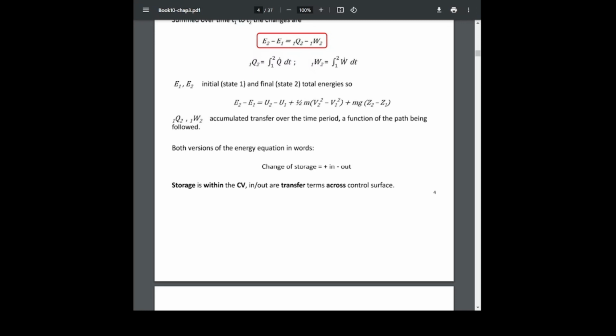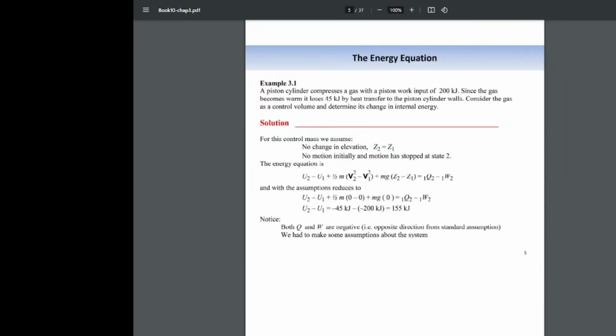All right. Okay, so we're going to take a look at a piston cylinder that compresses a gas with piston work input of 200 kJ. The gas becomes warm, with 45 kJ lost by heat transfer to the piston cylinder walls. Consider the gas as a control volume and determine its change in internal energy. For this, we need a couple of assumptions. We're going to assume there's no change in elevation and no initial and final motion. We just assume essentially that it stopped in state 2.